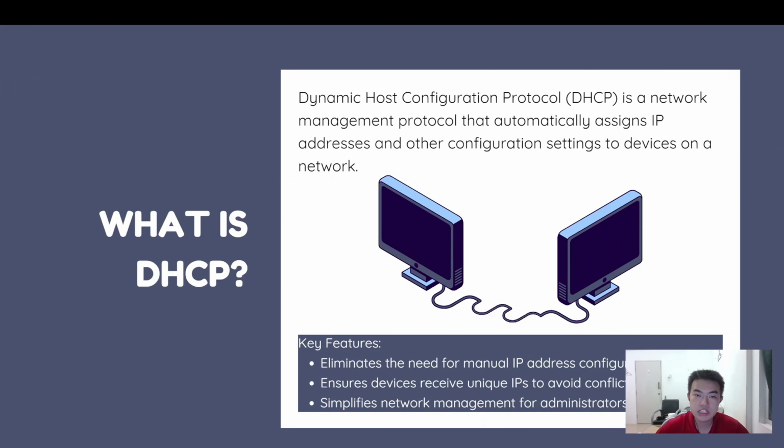First, what is DHCP? DHCP is a protocol that automatically assigns IP addresses and other network configuration settings to devices such as computers, phones, or printers when these devices are connecting to a network. For example, when you connect to Wi-Fi, DHCP ensures your device gets an IP address without you having to manually configure it. It simplifies network management and eliminates the risk of errors.